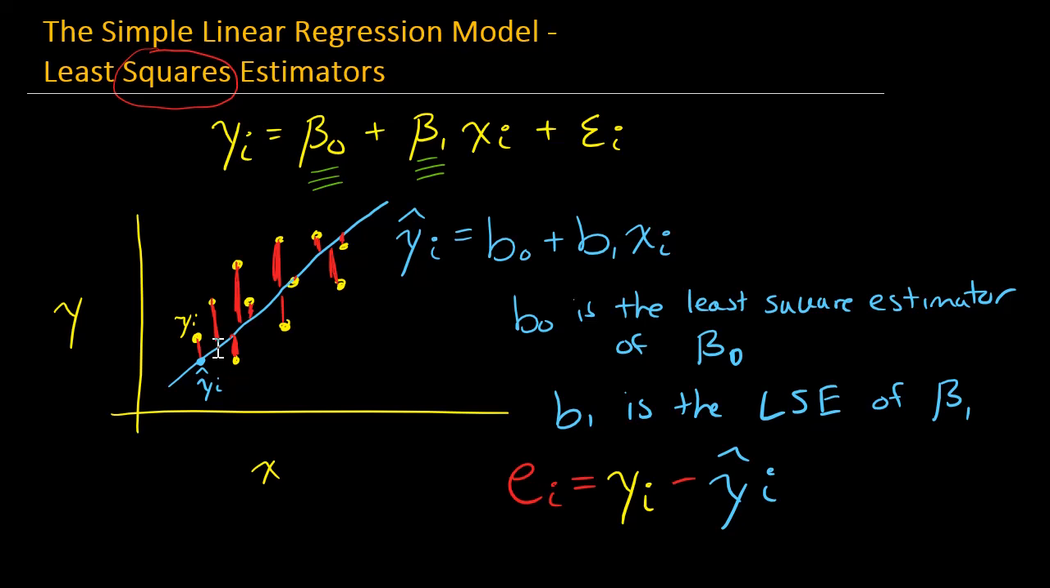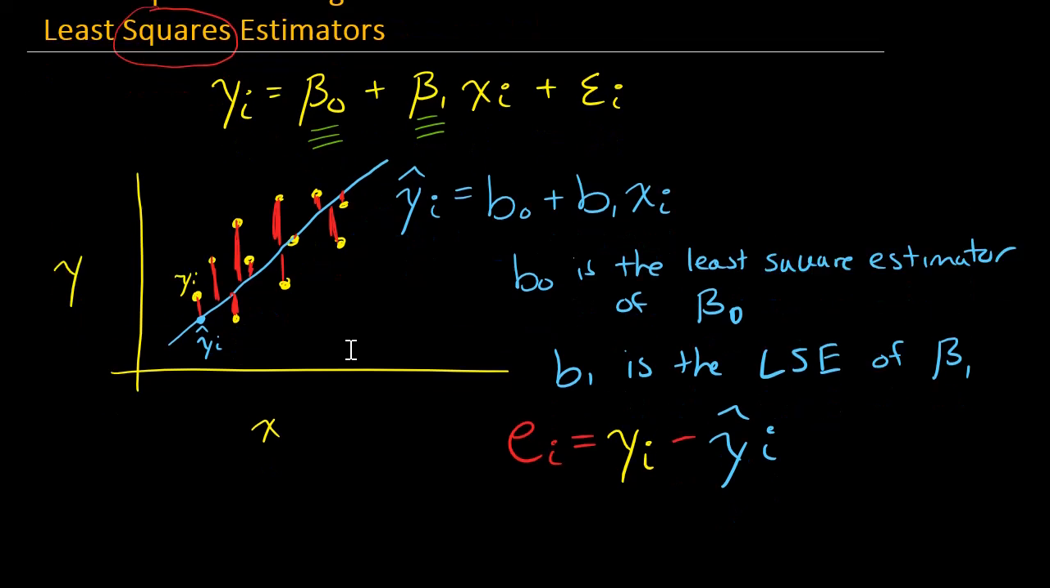And you could have taken the absolute value, and you would have a different type of estimator, okay? So there are different estimators for sure. The least squared estimator has some really nice properties, which is why we like to use it, okay? But the idea behind the squaring of the residual is to get rid of the sign, okay?